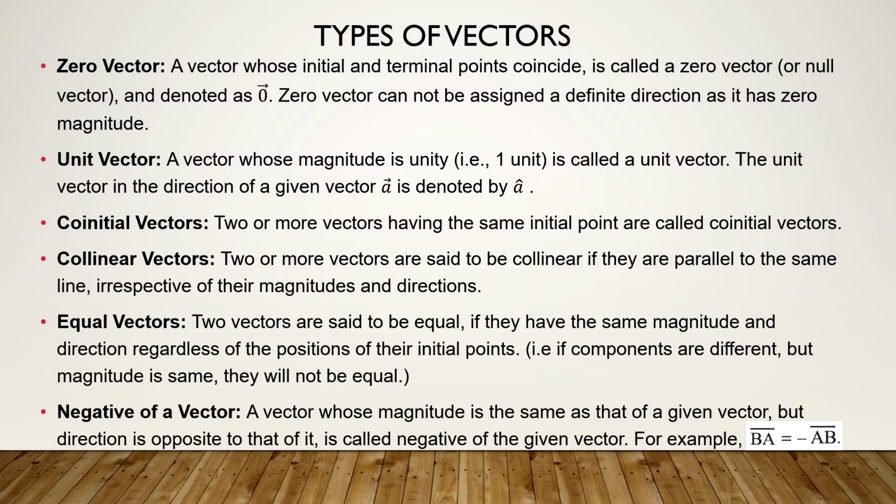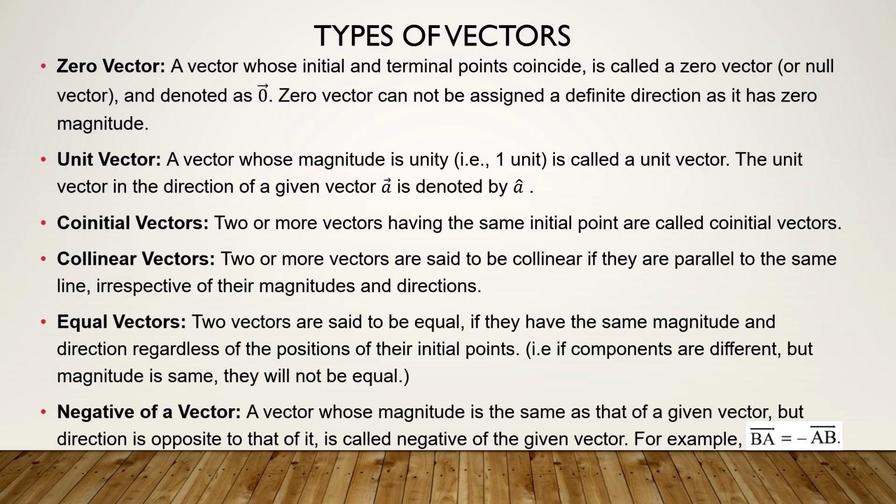Co-initial vectors: two or more vectors having same initial points. Collinear vectors: two or more vectors are said to be collinear if they are parallel to the same line, irrespective of their magnitudes and directions. Remember this, irrespective of their magnitude and directions.